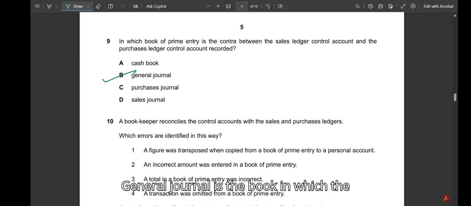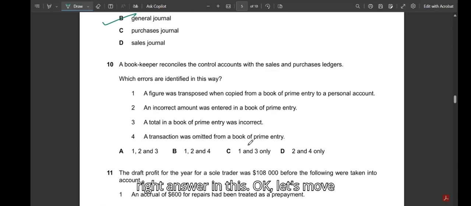General journal is the book in which the contra between the sales ledger and the purchase ledger is recorded. Contra entry is nothing but the set of entry which we record in both of the control accounts. So cash book won't be the answer. Purchase journal is obviously for credit purchase. Sales journal is for credit sales. So B is the right answer in this. Okay, let's move ahead with question number 10.